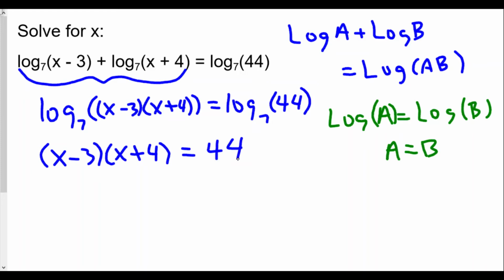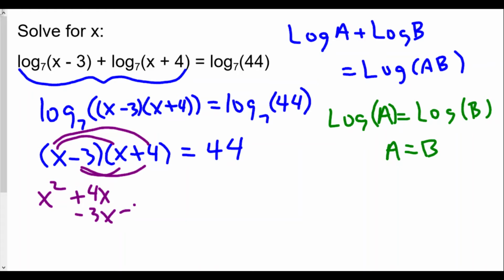So now this problem is just a quadratic equation. We're going to distribute and solve. Please remember we're distributing here. We have x times x, which is x squared, x times 4, which is 4x. Negative 3 times x is negative 3x, and negative 3 times 4 is negative 12. All together that gives us x squared plus x minus 12 is equal to 44.